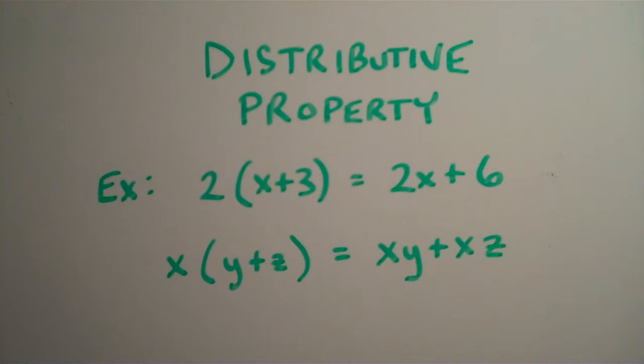The next property we're going to talk about is the distributive property. The distributive property is a property that we use quite a bit throughout our algebra careers. As we look at this, the distributive property allows us to eliminate parentheses. You will notice in the first example, 2 times x plus 3 in parentheses. Basically, we are going to distribute the 2 and multiply it times both terms in the parentheses. In other words, 2 times x is 2x and 2 times 3 is 6, thus giving us 2x plus 6 on the right side. As you look at the second example, we're going to distribute the x, so it becomes xy plus xz. This is the distributive property.